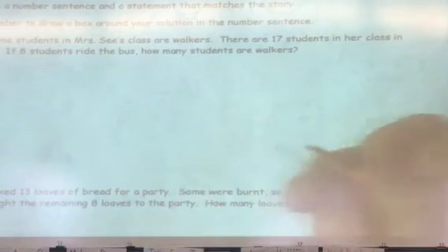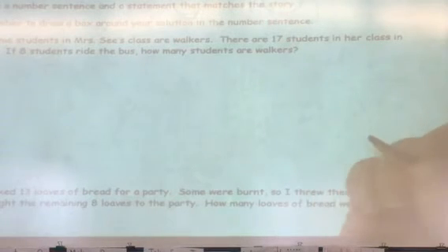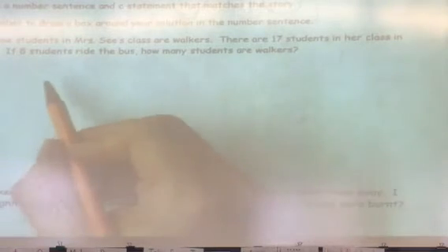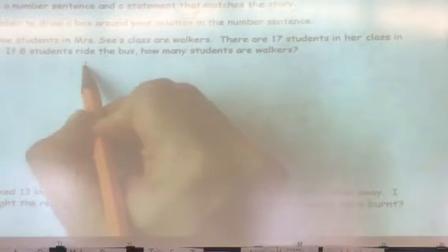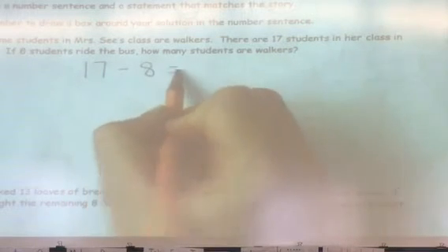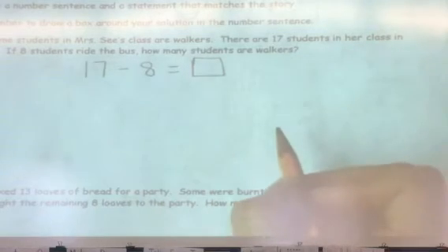Well, let's solve it a couple different ways. Let's solve it starting with making a drawing and kind of like a counting on strategy. We're going to use both of those. So I'm going to start by counting on. I know that my number sentence is actually going to be 17 minus 8, and I'm looking for this answer right here.